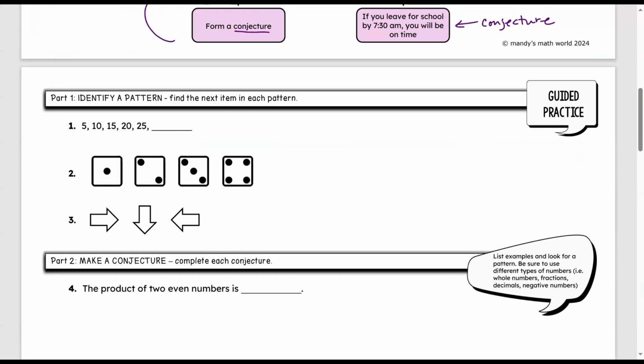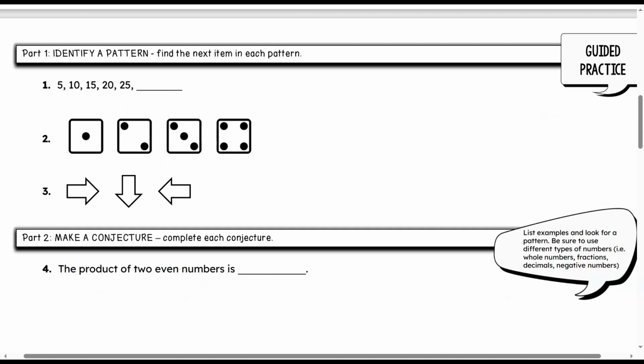In these three examples, we're going to identify a pattern and find the next item in the pattern. So in number 1, 5, 10, 15, 20, 25, what's the next item in the pattern? It's going to be 30. The pattern is we're counting by fives. In number 2, I've got a die in each item. The first one has 1 dot. The second has 2. The third has 3. The fourth has 4. So what is the next one going to have? It's going to have 5 dots. So let's draw that. 1, 2, 3, 4, 5. So we're just identifying a pattern and we're finding the next item.